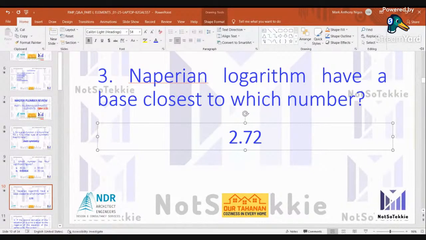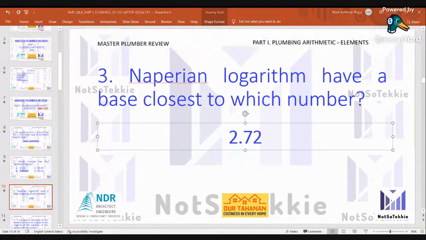Naperian logarithm has a base closest to which number? The answer is 2.72.